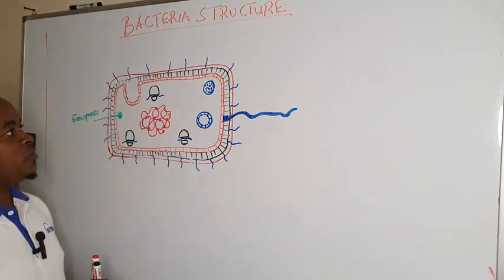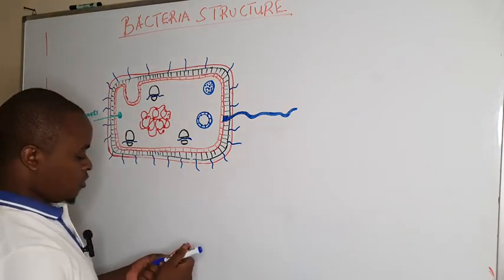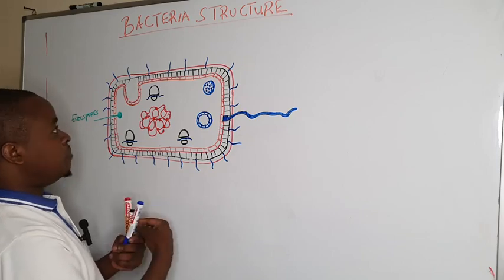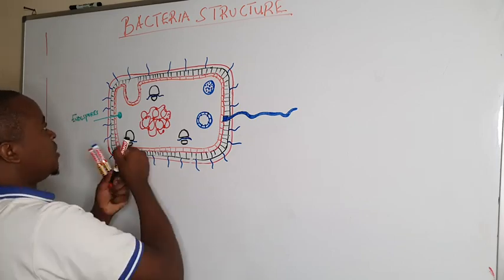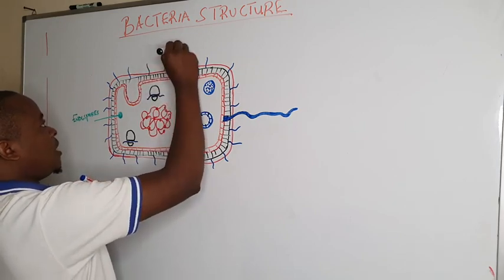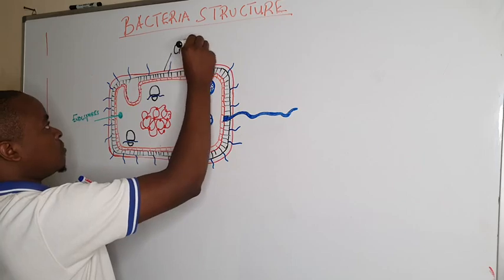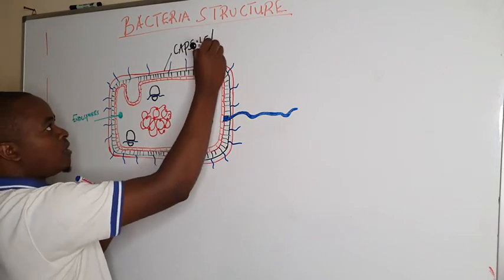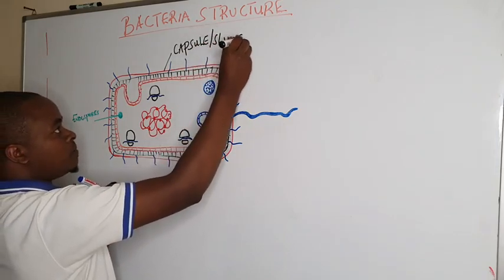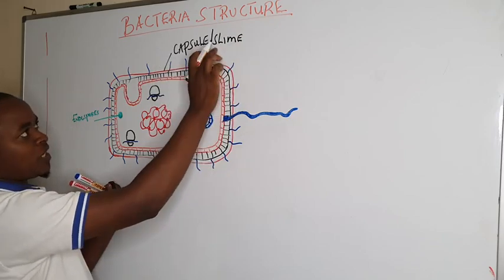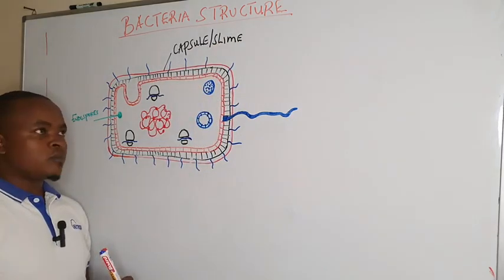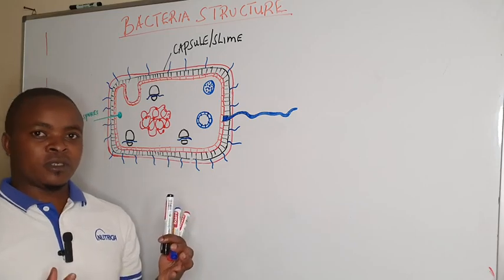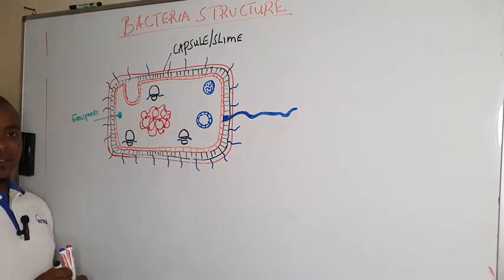And among the outer parts, we are going to see what we call the capsule. So we are seeing the most outer portion is the capsule. But some bacteria don't have the capsule, but they have what we call the slime layer. So some can have the capsule or slime layer. Slime is more viscous than the capsule, but all of them serve the same purpose.